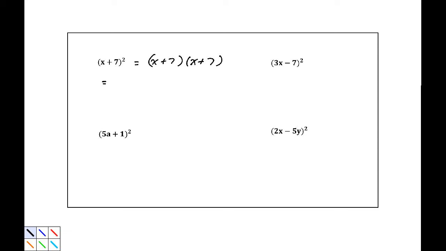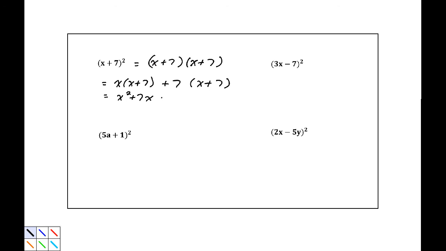In the general polynomials method, I would write this as x multiplied by x plus 7, multiplied by x plus 7. Distributing an x to x plus 7, I would get x squared plus 7x. Distributing a 7 to x plus 7, I would have plus 7x plus 49. And I can combine the 7x terms, so that my answer is x squared plus 14x plus 49.